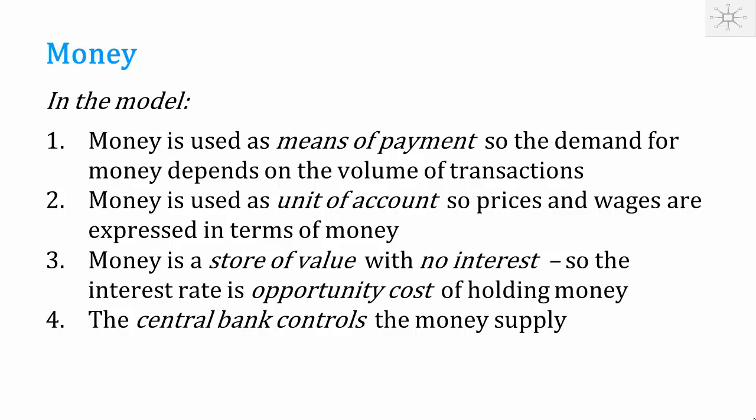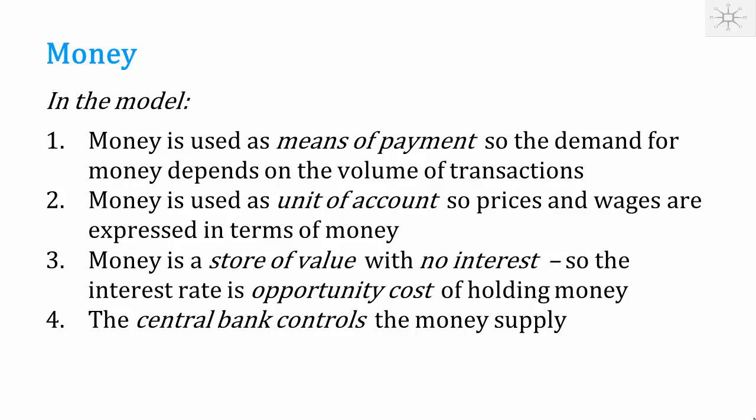Secondly, we assume that money is used as the unit of account. That means that prices and wages are expressed in terms of money. Third, we assume that money is a store of value. That is, you can save in the form of money, but it does not give any interest. So, for example, if you save in coins, you don't get any interest. And also, if you hold money for transaction purposes, you don't get any interest on that money. That means that the interest rate is the opportunity cost of holding money. If you would lend the money to someone, to the bank or someone else, you would hopefully get some interest on it.